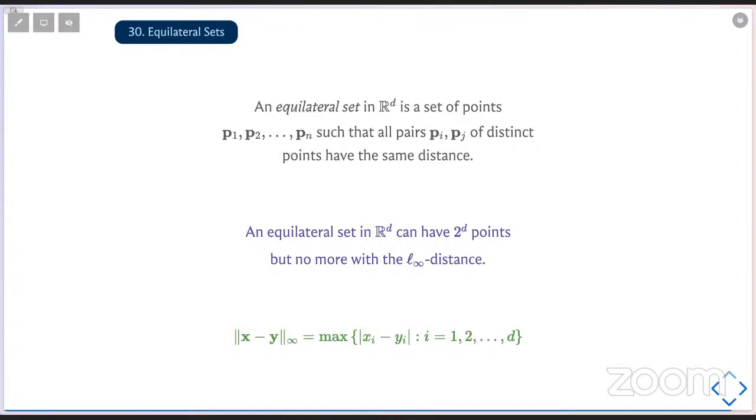2 to the d is also the number of subsets of 1 to d, and we have d coordinates. I may have just spoiled it a little too much, but if anybody wants to make this explicit, that would be great.